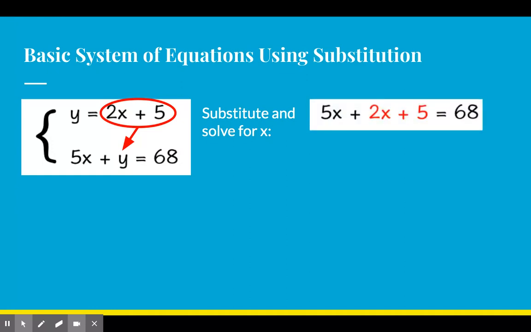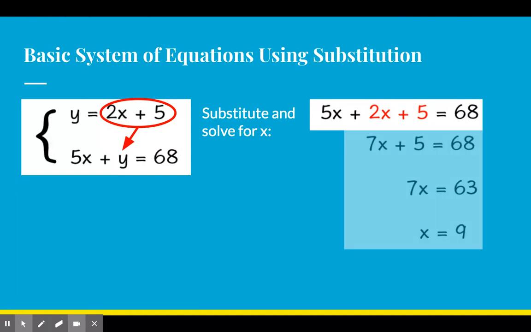So if I rewrite that second equation, I replace the y with 2x plus 5, and then all I'm going to do from here is solve like normal. First I need to simplify, so I'm going to get 7x plus 5 on the left side, then I'm going to subtract 5, divide by 7, and then I'll get my answer of 9. So in the end, I know my answer should be an ordered pair, x comma y. I should have two answers. Right now I have x. I also need to find the y, so I can write my ordered pair in the end.